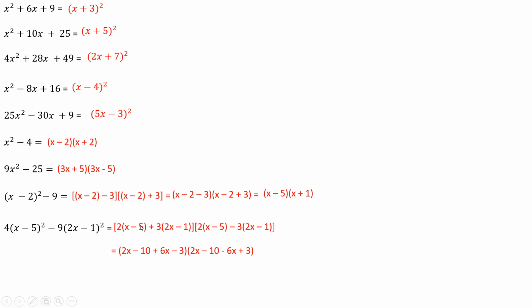Everything inside the parentheses, x minus 5, is multiplied by 2. Everything here is multiplied by positive 3. Now I calculate the first parenthesis and the second parenthesis, the like terms together. So I get 8x minus 13 into minus 4x minus 7. Also, this is factorized form.